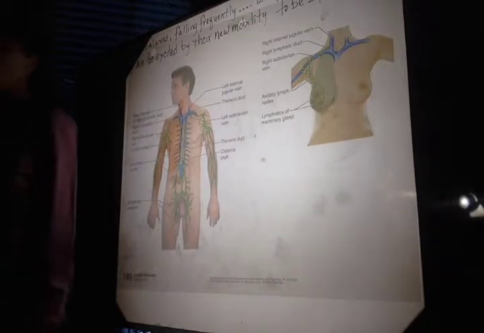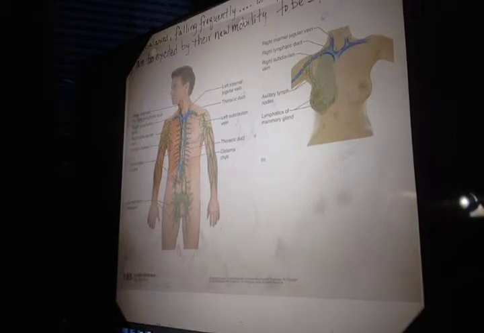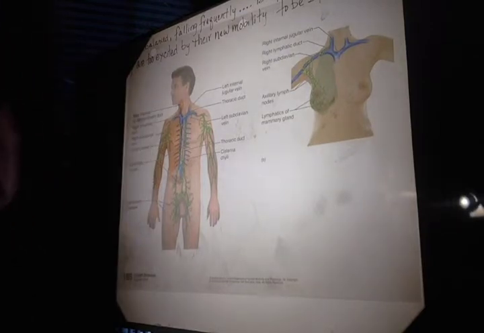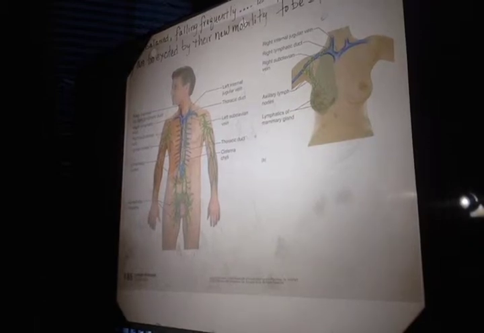The second thing is lymph nodes that are associated with cancer tend to be painless and they tend to be rock hard. Lymph nodes that are associated with infection tend to be painful, red, hot.